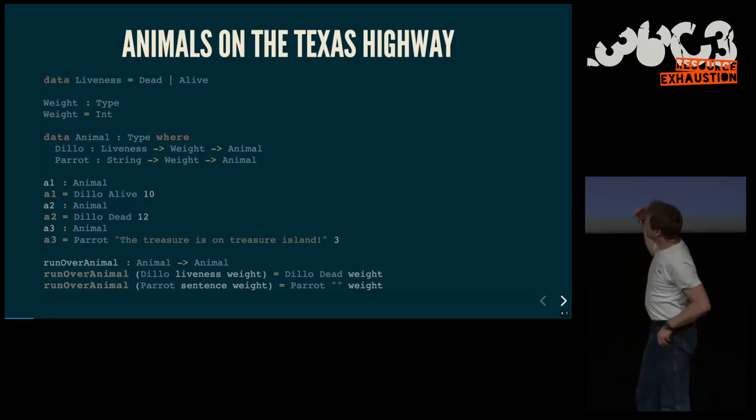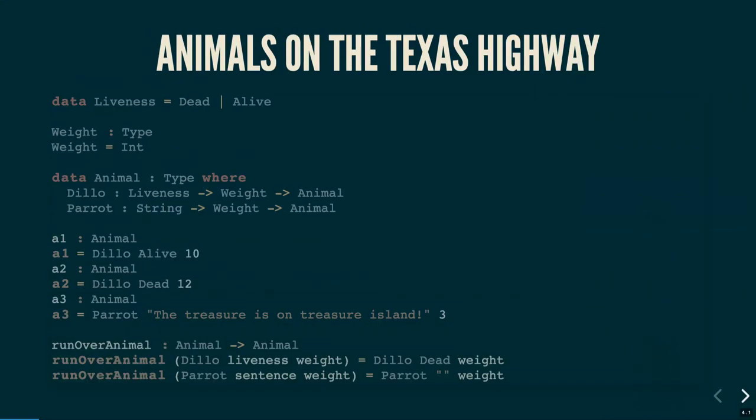That greatly helps me. And if you see those two definitions for Dillo and Parrot, you can see, well, the arrows are kind of funny, but you can see that Dillo and Parrot have two properties each. It says Liveness, that's one of the properties of an armadillo, and up there at the very top you see the definition of Liveness says Liveness means Dead or Alive. So an armadillo can be dead or alive on the Texas highway. And there's also the Weight, and you see this colon is the type signature for the constructor for armadillos. So it says there's liveness going on, there's a weight going on, and then it constructs an Animal. And for a parrot, there's a String. Every parrot speaks, right?